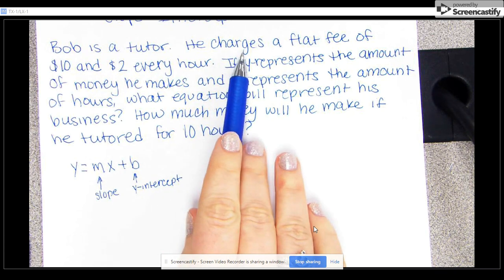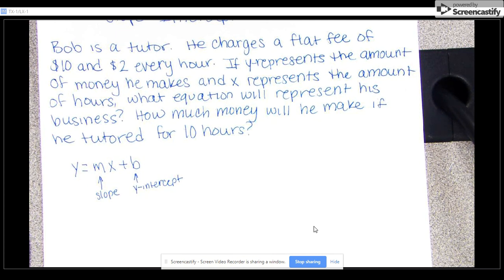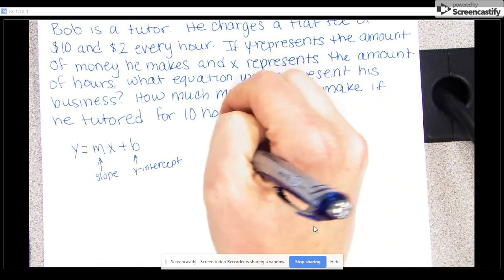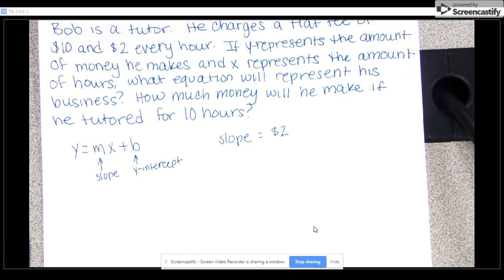So taking a look at my problem, I see that he charges $2 every hour. Because it is $2 every hour, that is more than once. So I know that my slope is going to be $2. Now here's something to watch out for. In situations in which something is losing, like he owes money or he's in debt, that means we have to have a negative slope. But because he's making the money, we're going to keep it positive.